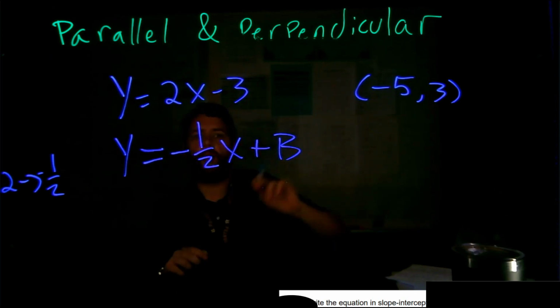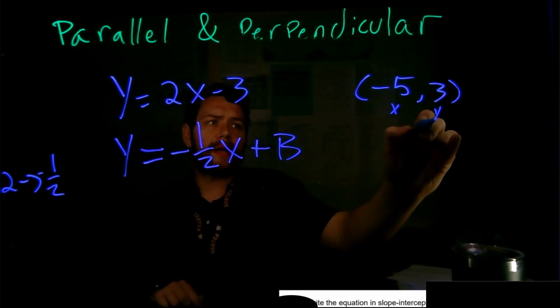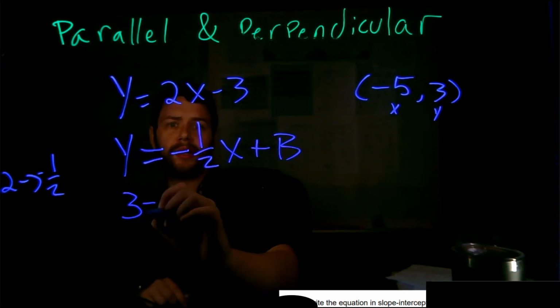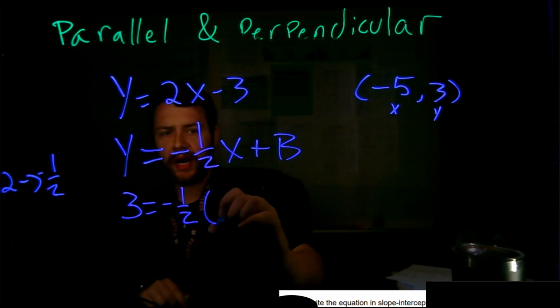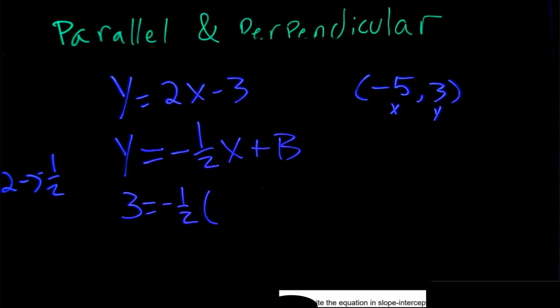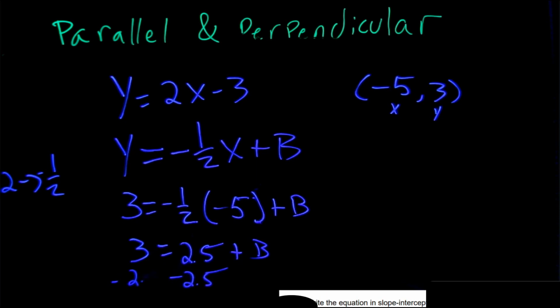3 equals negative 1/2 times negative 5 plus b. Negative 1/2 times negative 5 is positive 5 over 2. And let's make that a decimal. 5 over 2 is the same as 2.5 plus b. So we'll subtract the 2.5. So my b is equal to negative 0.5.